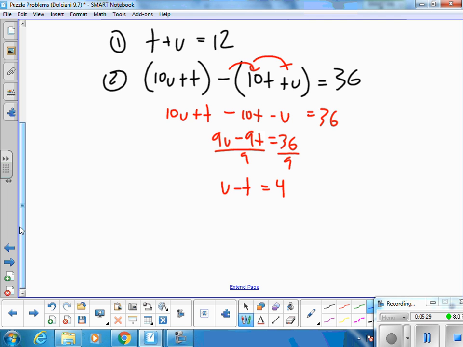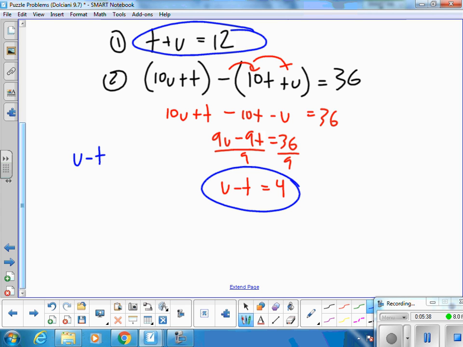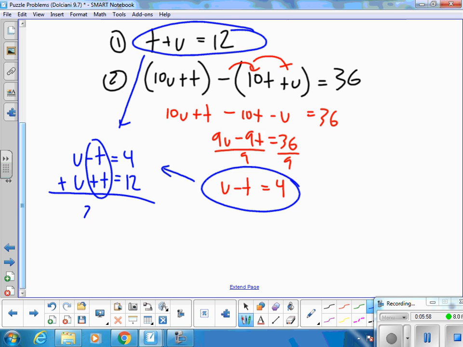Okay, so I have my two equations. I've got one here, and I've got one here, and I can go ahead and line them up. I can do u minus t equals 4, and I'm going to switch the order around on the other one, so it's u plus t equals 12, and then I can add them together. The t's cancel out, I have 2u equals 16, divided by 2, so in the units place, I have 8 as my number.